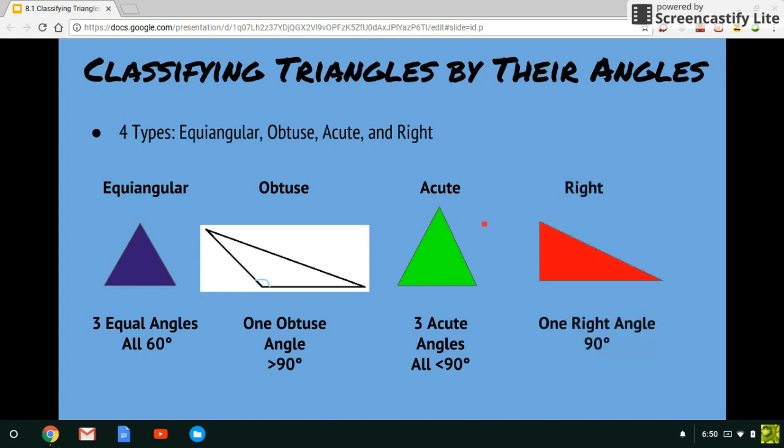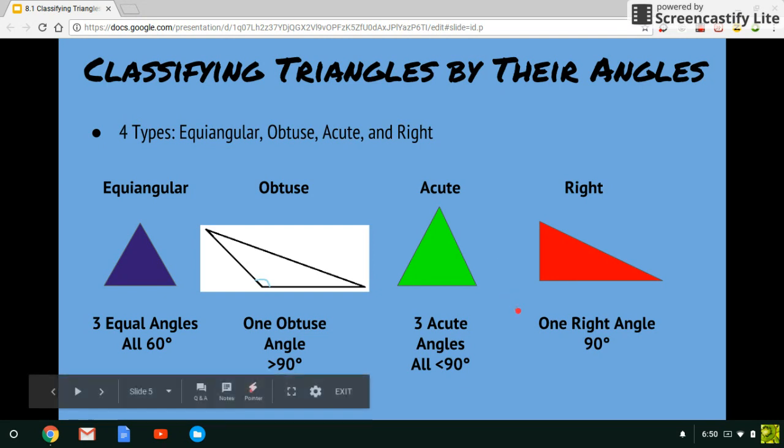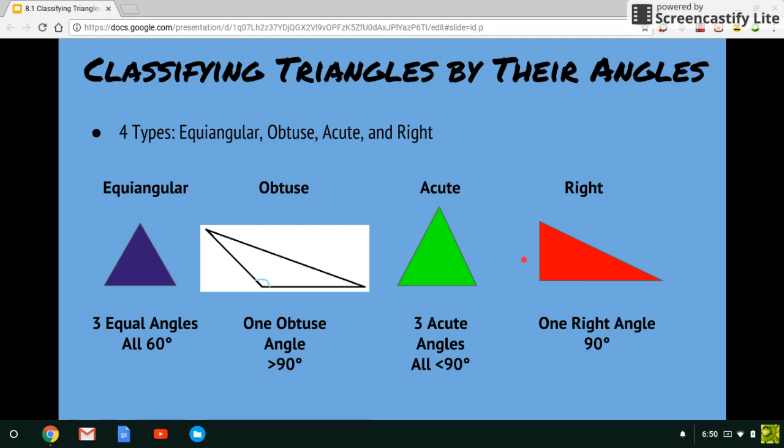And then the last type is a right triangle. Right triangles have one right angle, so one 90-degree angle. So in this triangle, that's this one here. All right, so just to recap, classifying triangles by their angles, we have equiangular, so 3 equal angles. Obtuse, so one obtuse angle. Acute, so all 3 angles are acute. And right, which means it has one right angle.